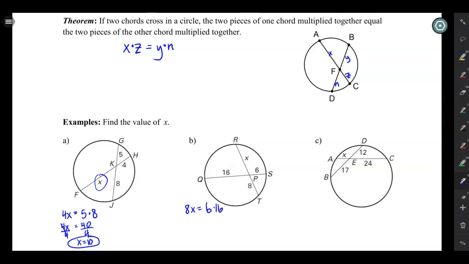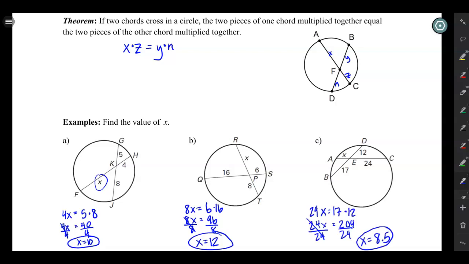I don't know what 6 times 16 is, so let me figure that out with my calculator. 6 times 16 is 96. So 8x is equal to 96. Divide both sides by 8, and I get 12. So x is equal to 12. All right, next one has bigger numbers, but it's the same process. Go ahead and try this one on your own and then come back and check it.